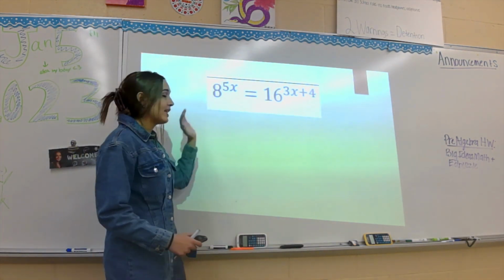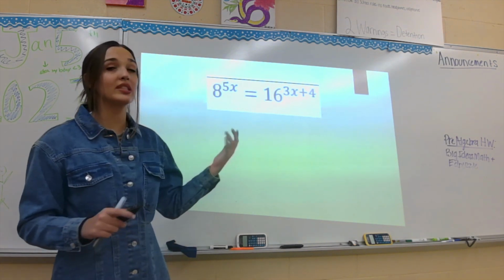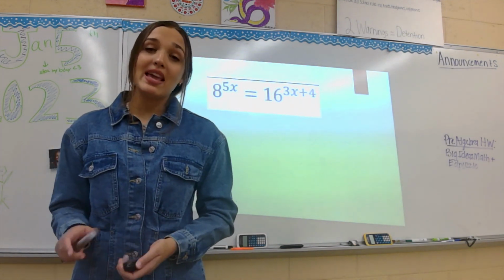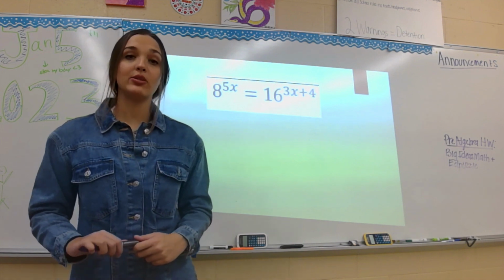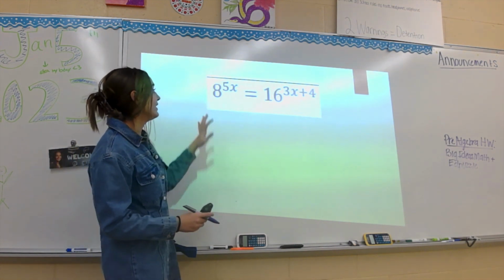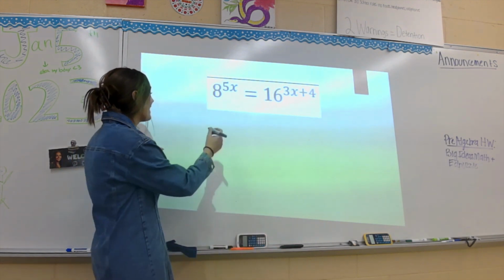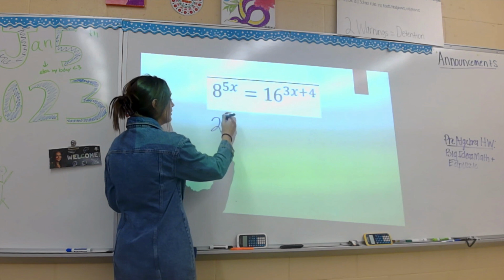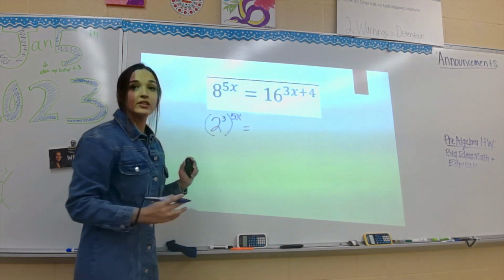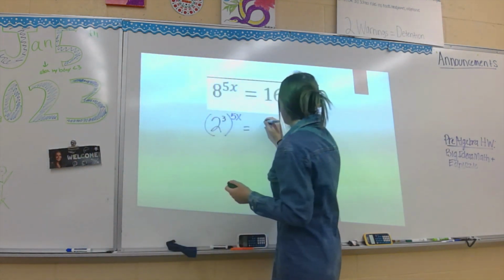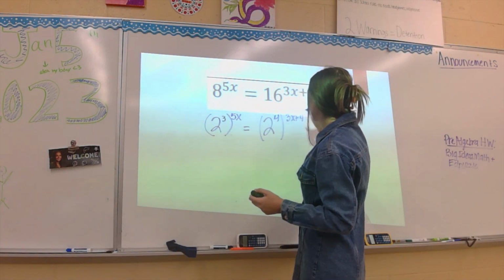Can 8 be written as 4 to some power? Unfortunately, not as well. If we have 4 to the second power, that's 16. That is not 8. So one more time, let's find a number they have in common. They have 2 in common. So can I write 2 to some power for 8 and 2 to some power for 16? Yes, I can. So I'm going to write 8 as 2 to the third power, to the 5x still, and then for 16, that's 2 to the fourth power, and I'm going to leave the exponent as 3x plus 4.